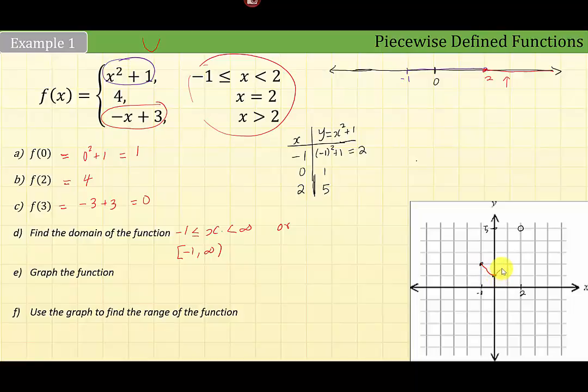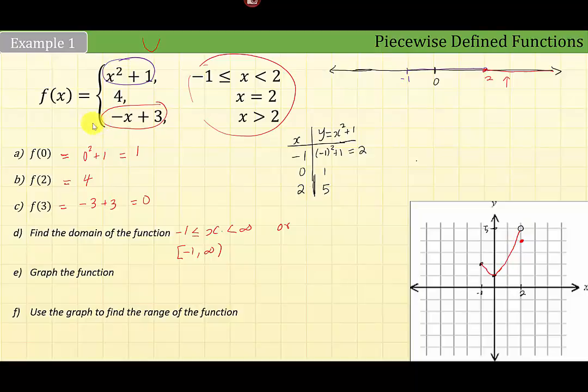Connecting these points. So that is this part. Now when x equals 2, the value is equal to 4, which is very easy. At x equal to 2, the value is this one, which is 4. So we have this dot, a color.